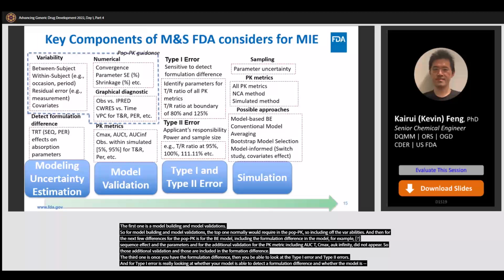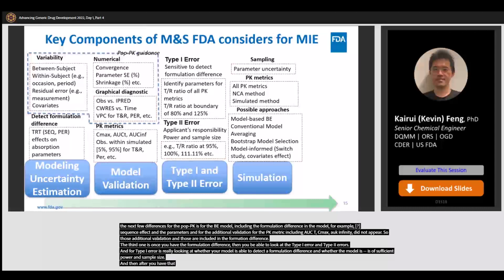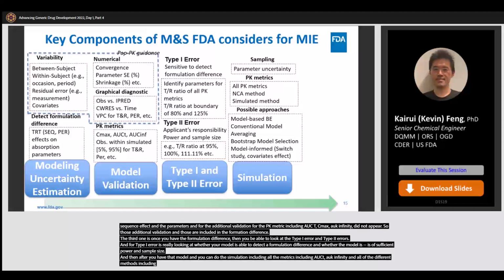And then after you have the model validation, you are able to do the simulation, including all the metrics, like AUC, Cmax, AUC infinity, and using all of the different methods, including the model-based BE, model averaging, and bootstrap selections, model-informed methods. So that's the kind of simulation that you'll be able to look at.